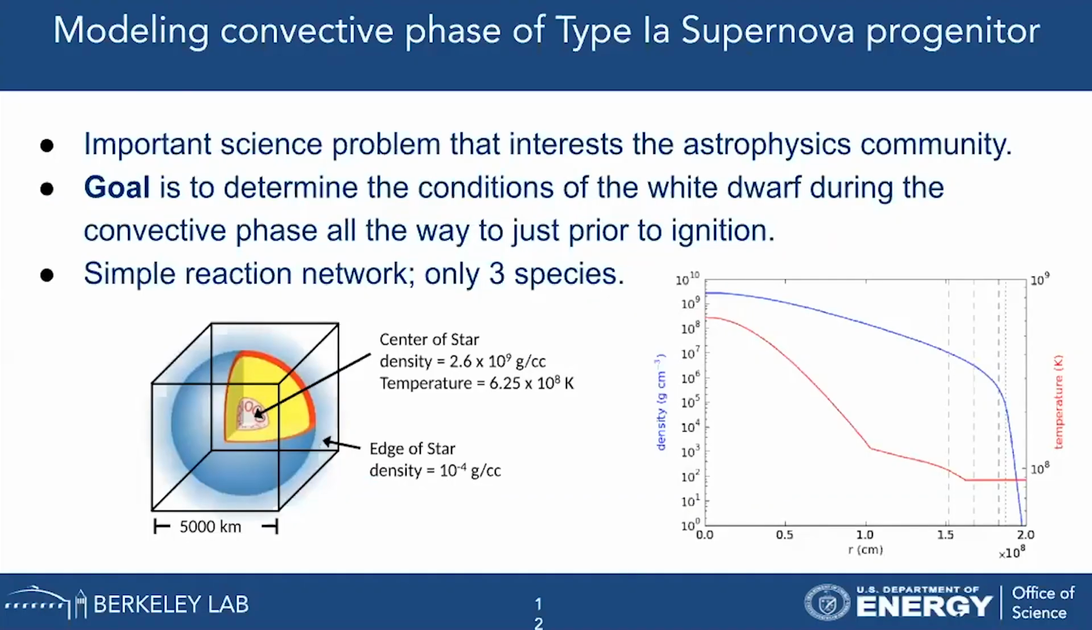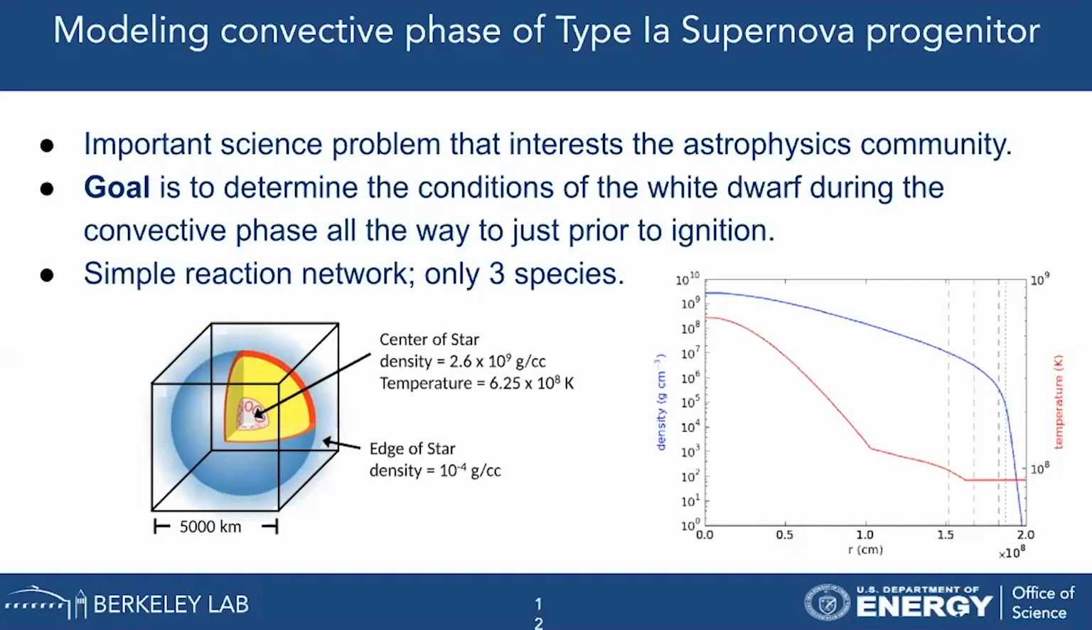So the first problem we wanted to look at is modeling the convective phase of a type Ia supernova progenitor. The goal of this particular problem is to compare the results between the 2 methods. We wanted to run it for a while, all the way from the convection phase to just prior to ignition. This is a relatively simple reaction network. It only has 3 species. So we expect string splitting will do well, but we're not sure how well SDC will do. And these are just the initial conditions.